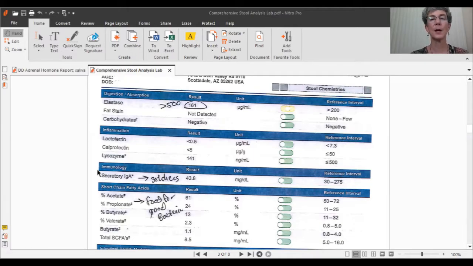The immune system in the gut, we all know that 70% of our immune system is in the gut, which is one of our biggest sources of interaction with the outside world.